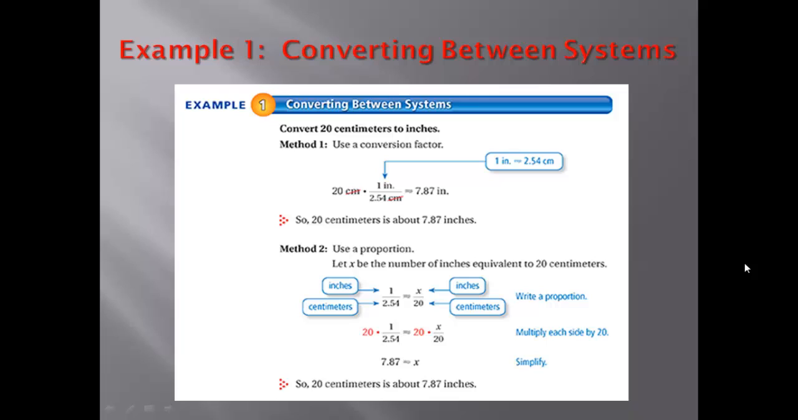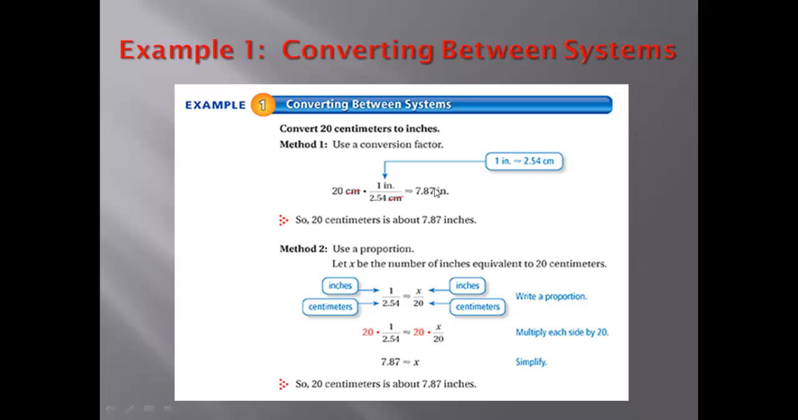For our first example, we're converting between systems. We want to convert 20 centimeters to inches. For our first method, we're going to use a conversion factor. The conversion factor for centimeters and inches is 1 inch is approximately 2.54 centimeters.